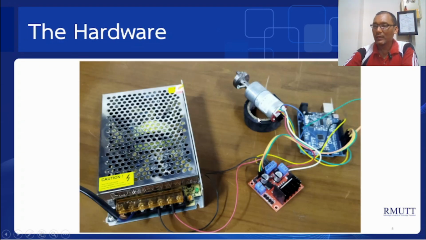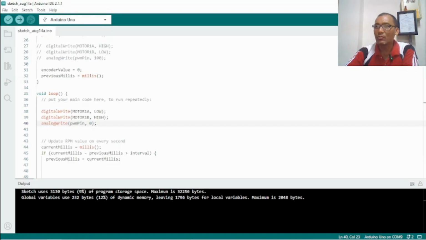And then after finishing the wiring, this is the hardware connection. So this is the power supply, and this is the motor driver, Arduino, and then the DC motor here. In the next slide, we will see the source code of the Arduino.